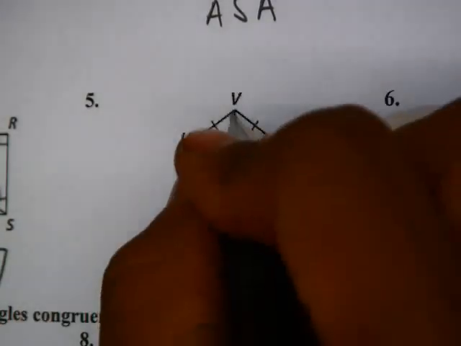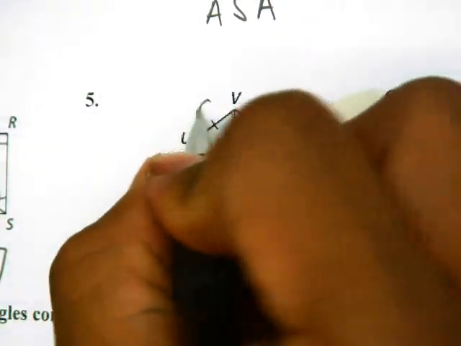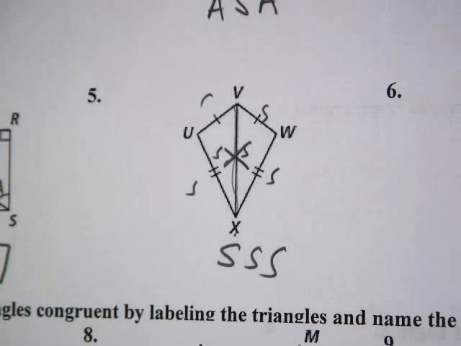On 5, this side is reflexive, and so it's SSS.